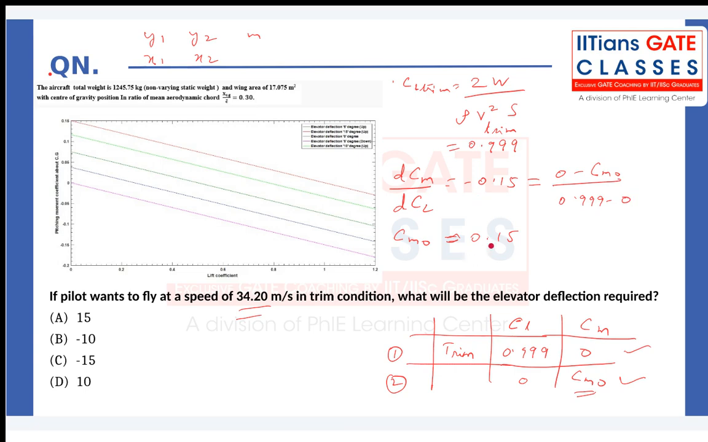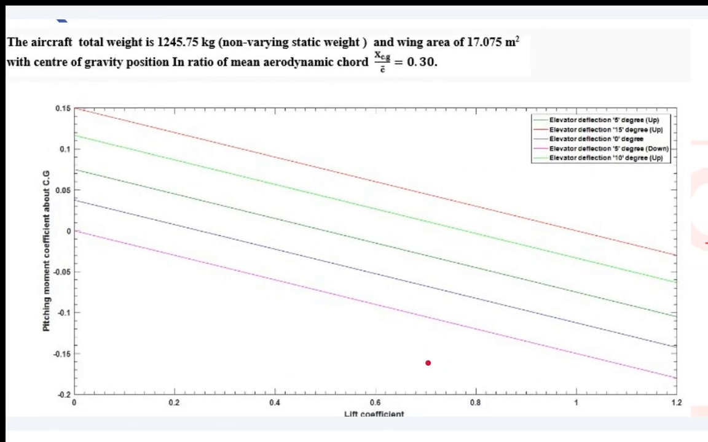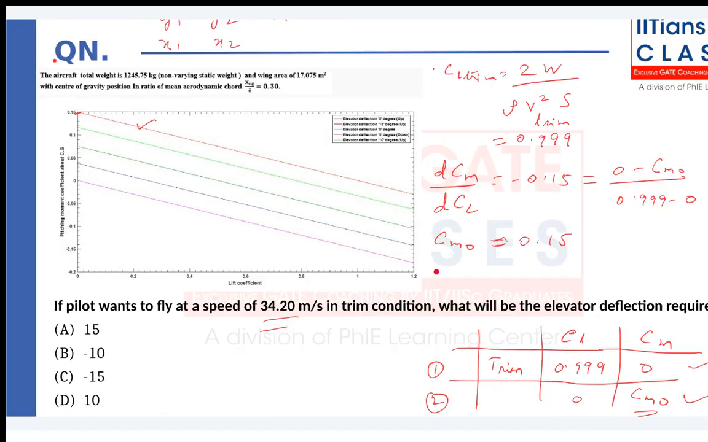Now please look at the graph and tell me which line corresponds to 0.15 as CM naught. Perfect, yes, minus 15 degrees. So this is the line that corresponds to 0.15 as CM naught. It is 15 degrees upward deflection of the elevator, and that is minus 15. So that is the right answer. Okay, now let's go to the next question.